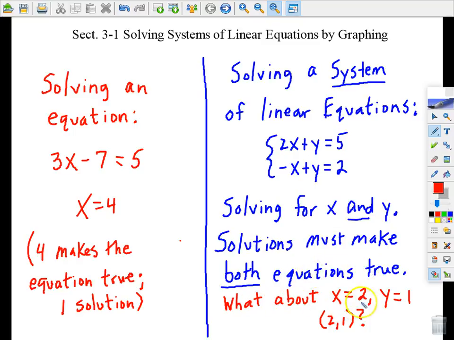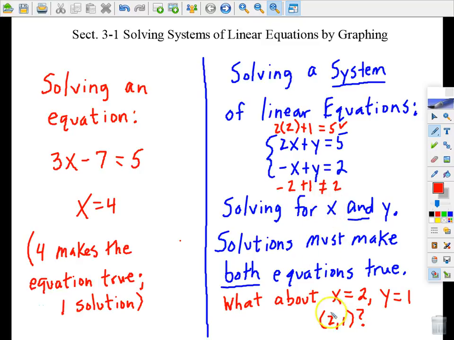Just to give you an example, what if I let x be 2 and y be 1? Well, looking at the first or the top equation, 2 times 2 plus 1, that's 4 plus 1, that's 5, okay? But to be a true solution, x is 2, y is 1 must also make the second equation true. And if we take a look, we get negative 2, that's my x, plus 1. Well, that's negative 1, does not equal 2.